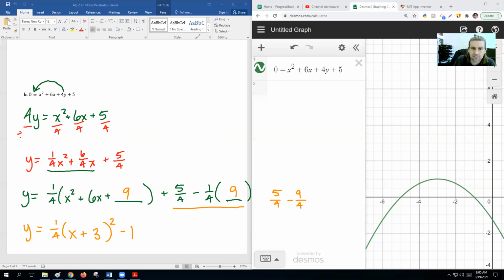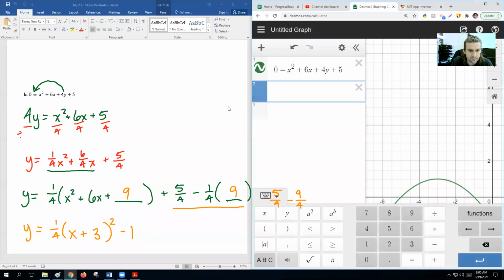So let's see if we did that right. If we type our equation into the calculator. Actually, we did something wrong here. Oh, I know what we did wrong. Oh, this is going to change quite a bit, I bet. Oh, actually, probably not too much. Let's see. I made a mistake here.